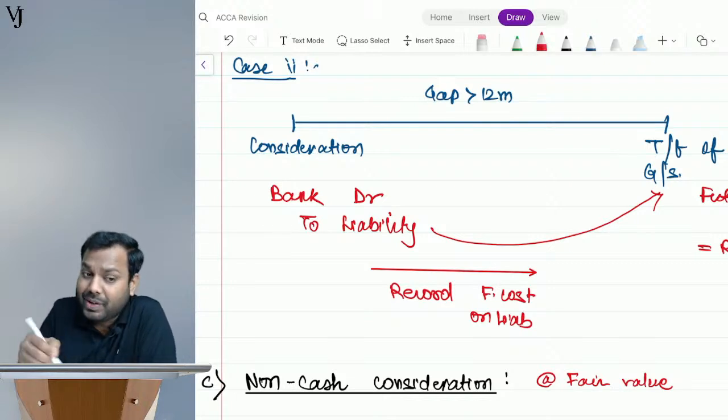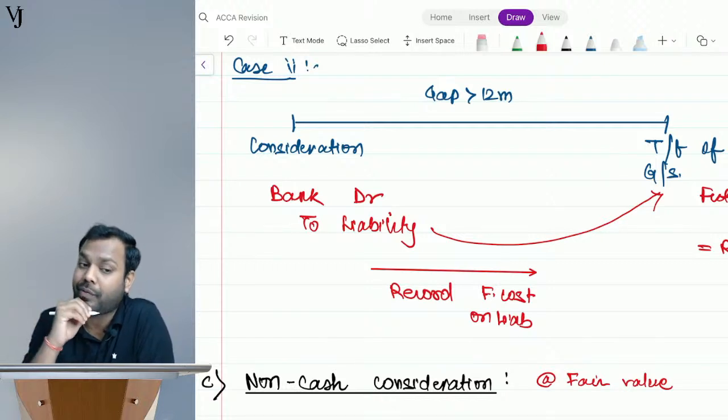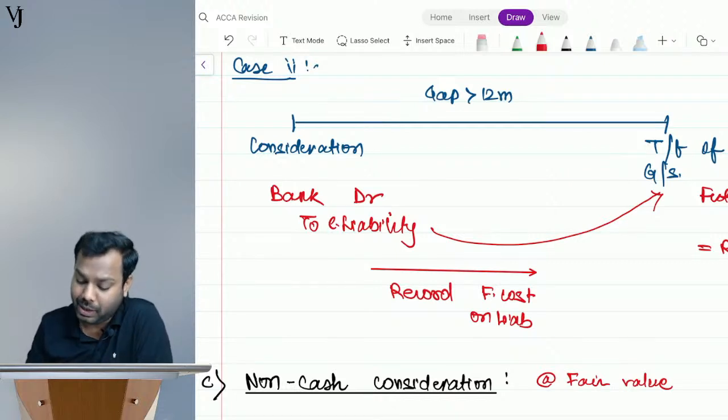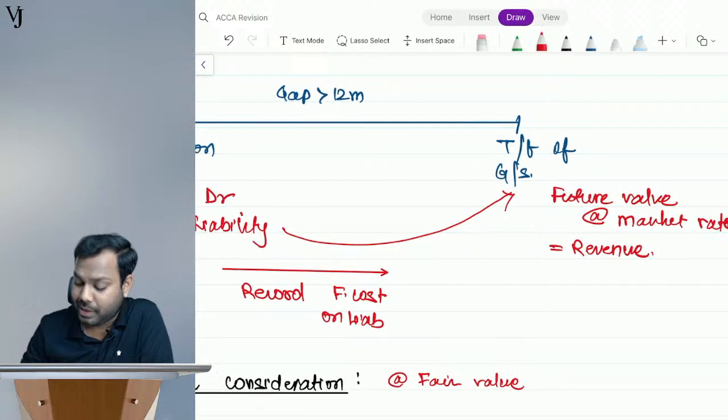In this case, I am the entity and I have received the consideration before, but I will transfer the goods after 12 months. I have received the money, right? So what will I do? I will record it as a contract liability. Again, by which I will unwind and record finance cost. And I will unwind it and calculate future value at market rate, and this future value will be my revenue.